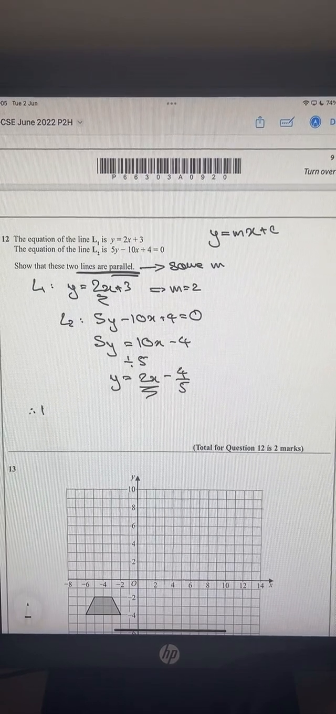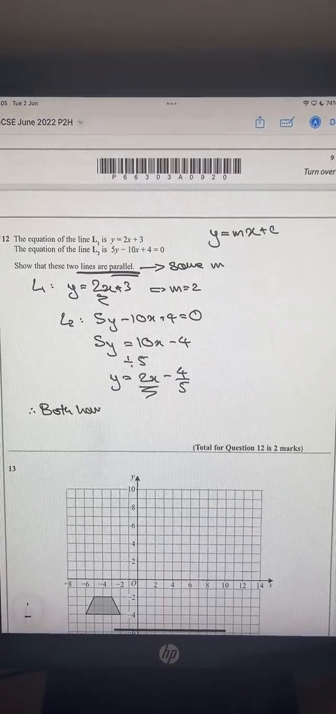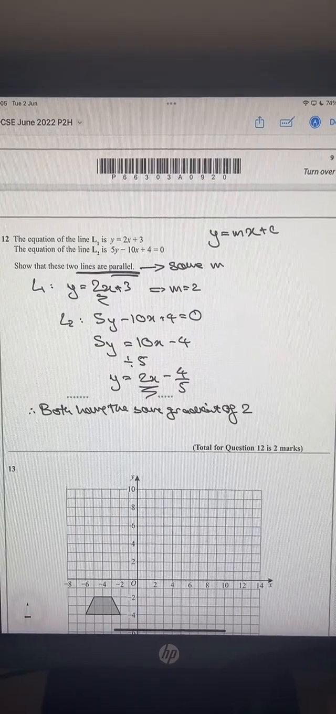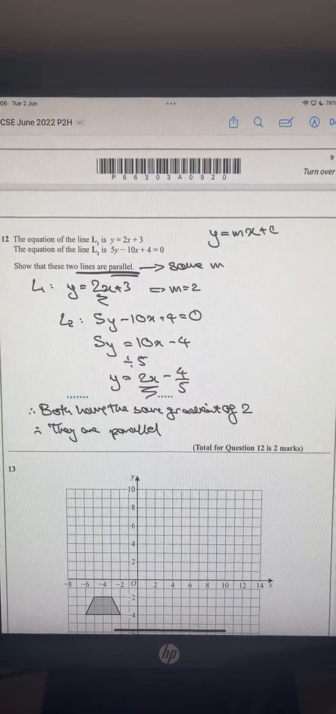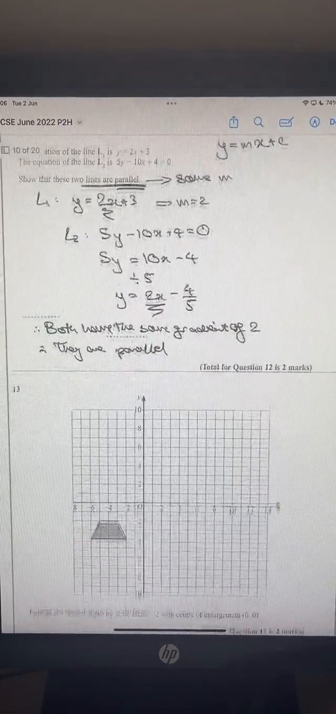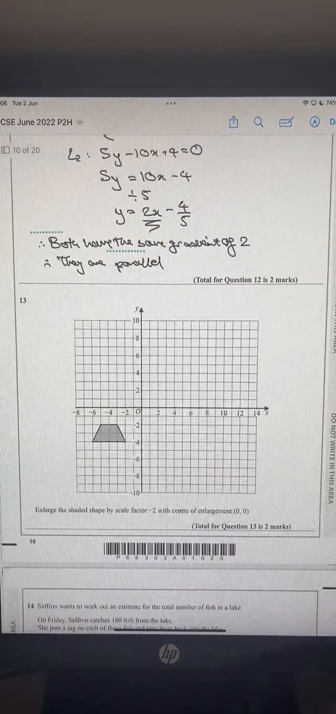So then I need my conclusion. Therefore, both have the same gradient of 2. Therefore, they are parallel. You need to connect that fact to the fact that they are parallel. Nice little 2 markers there. Shouldn't hopefully take you too long. And then question 13 is the inverse of what we did in my first GCSE live of this exam season.